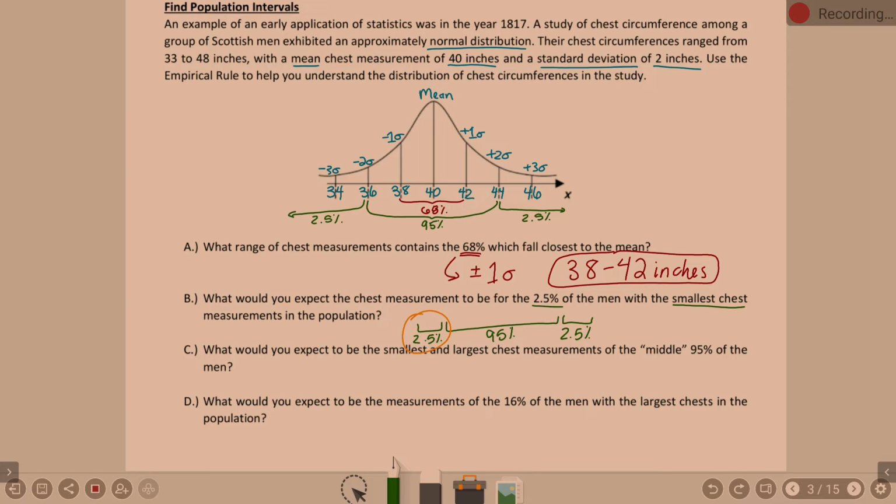Now, what did they say here? They range from 33 to 48. So if you said 33 to 36, that would make sense as well. On my paper, I just put less than 36. So I'm going to say less than 36 inches.